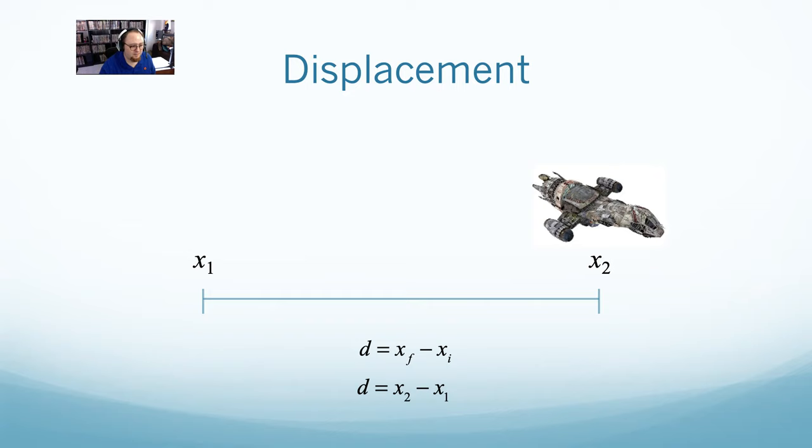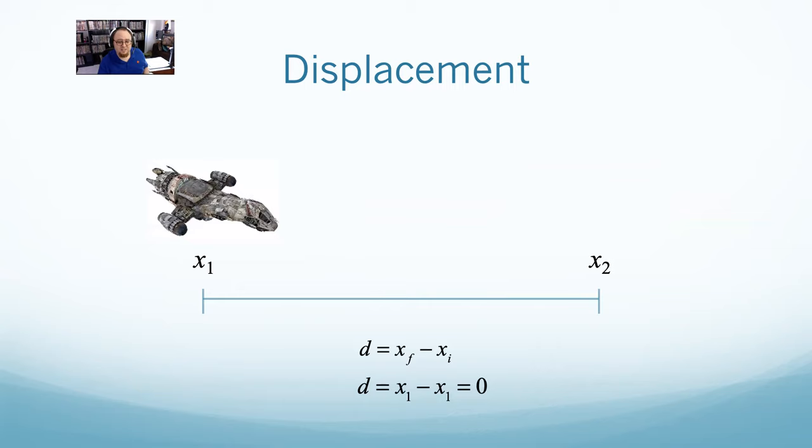If it goes on this crazy path, where it goes all over the place and ends at X2, its displacement is still the same. It doesn't matter. Also of note, if it starts at X1, moves around and returns to X1, that's a displacement of zero. If it starts and returns at the same spot, it might have moved some distance, but it has no displacement.